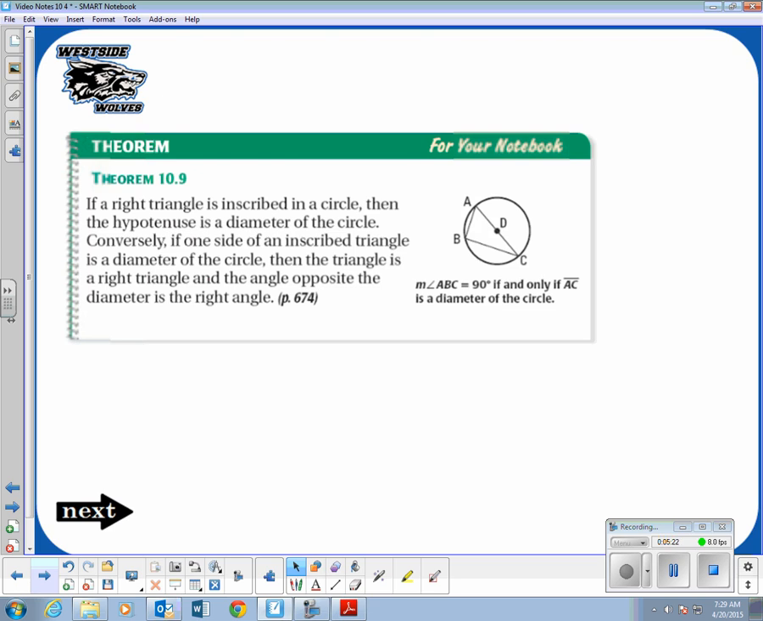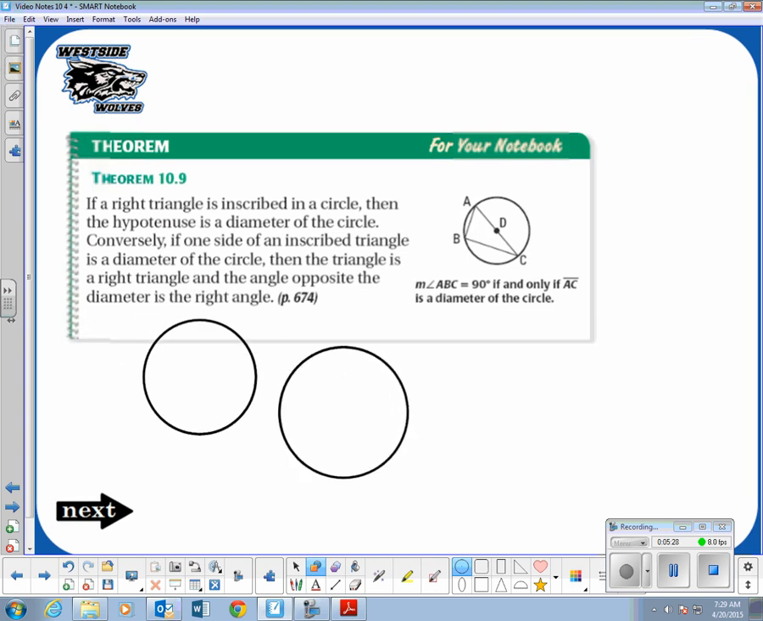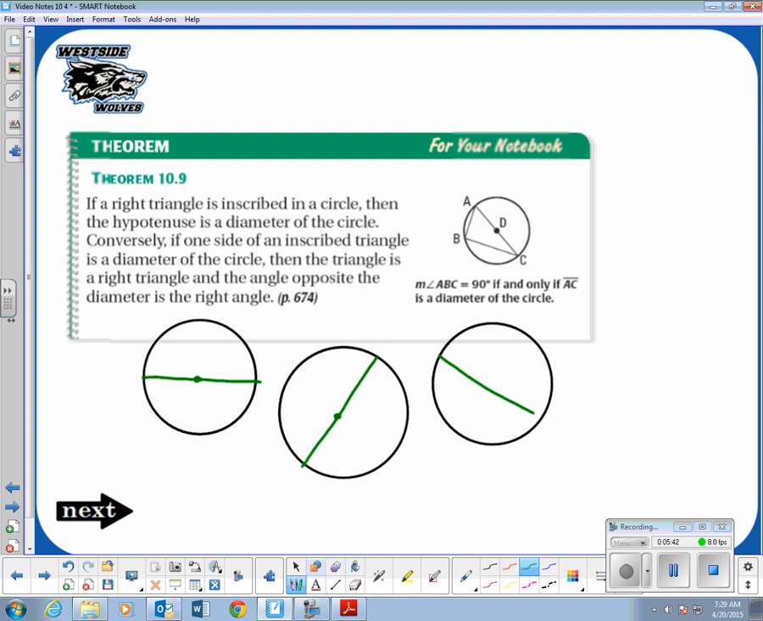So if I take and just draw a circle here, I'm going to draw a few circles. There's one, here's another, here's another. And so if we take these circles, and if I put, say, a diameter in here, I'll put a different diameter in here. And we can do a different one right here. Okay, so if these are diameters, we know that a semicircle is 180 degrees.